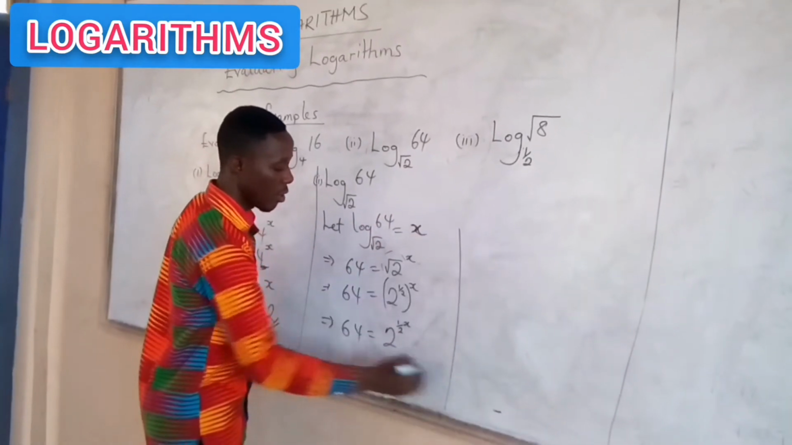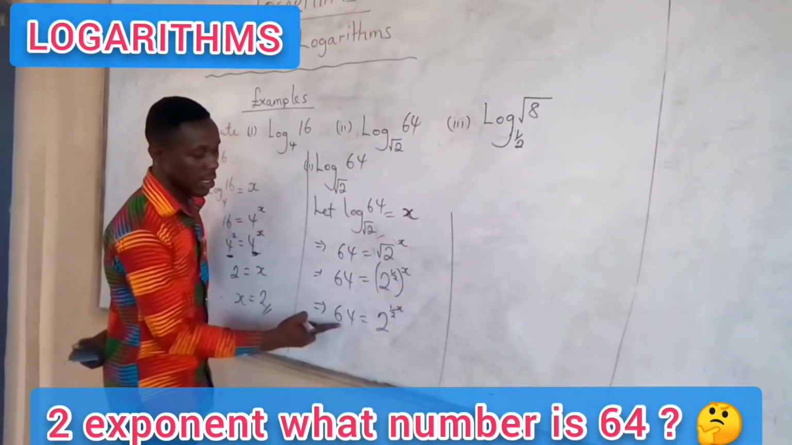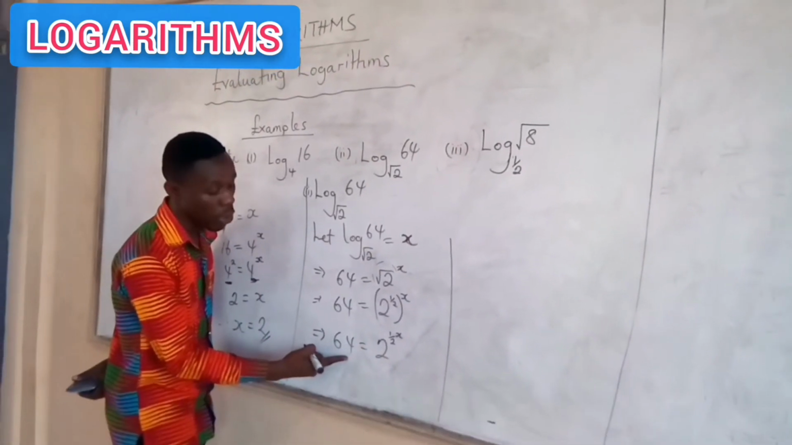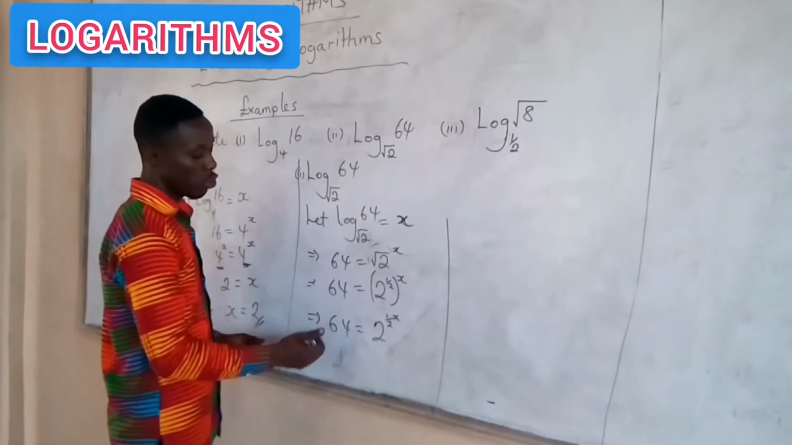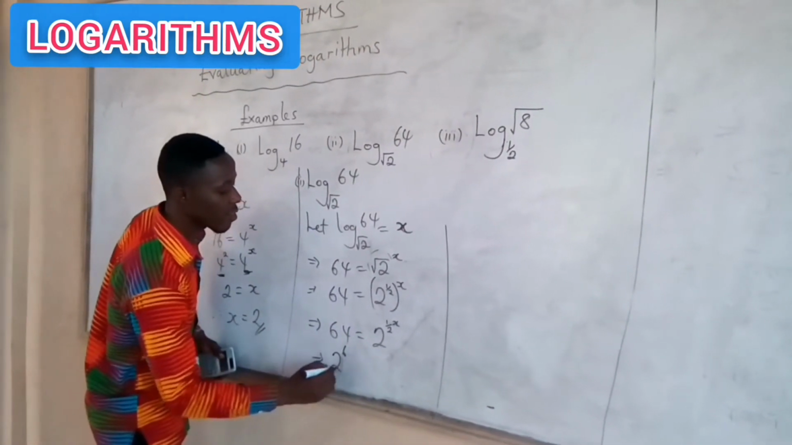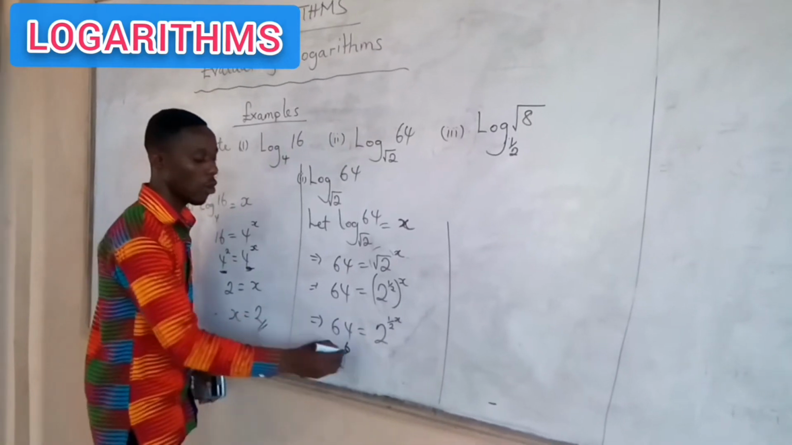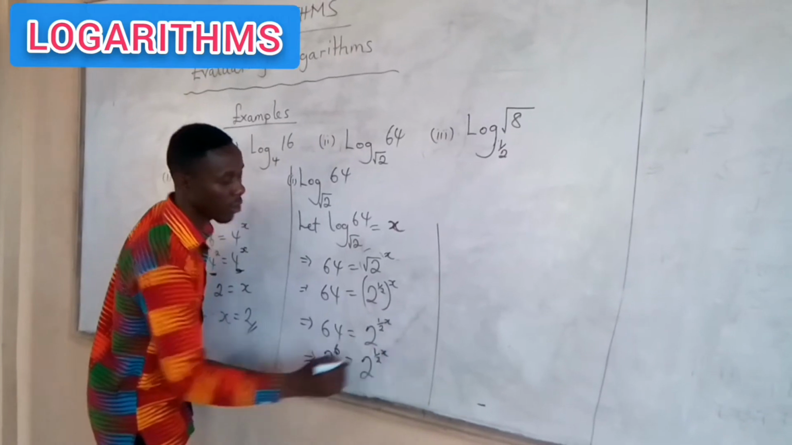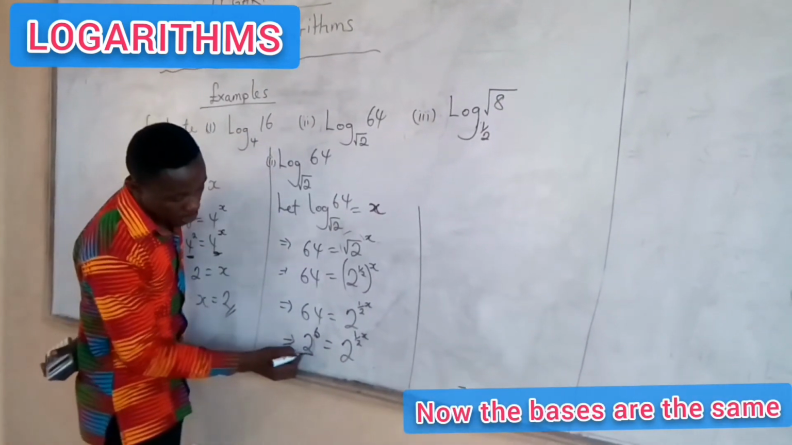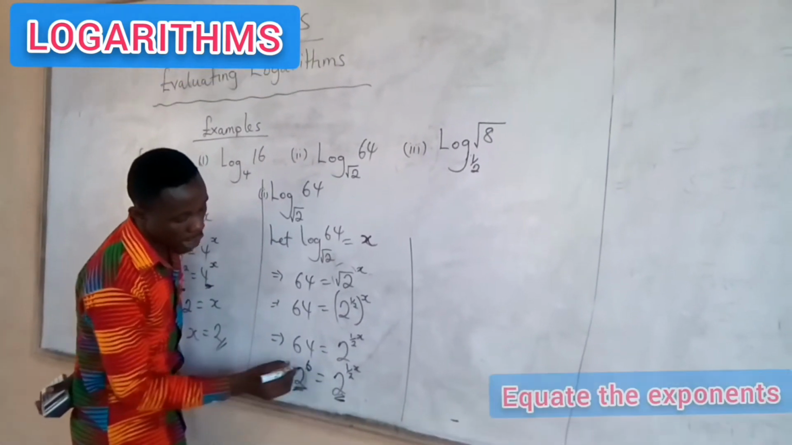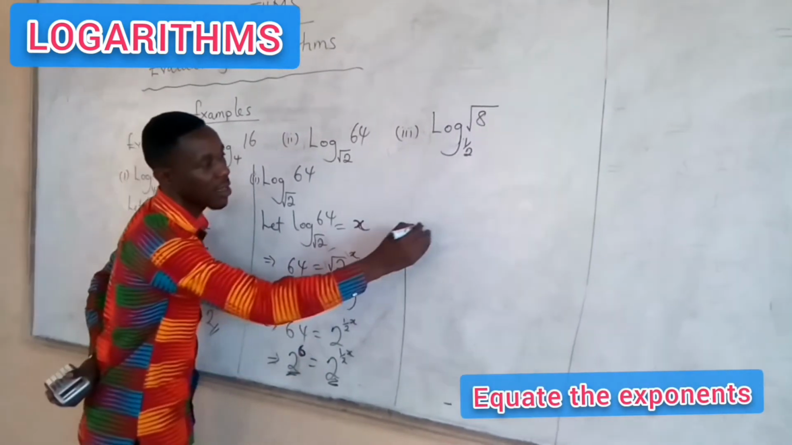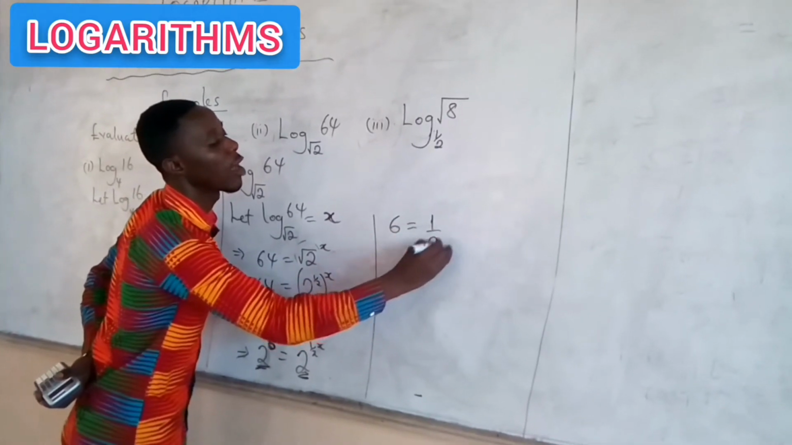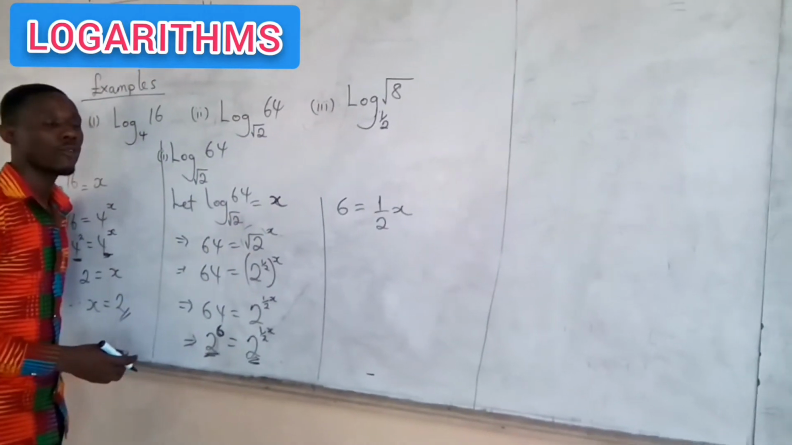Making sure that the bases are the same: 2 exponent what number will give me 64? We have 2 exponent 6 will give me 64, then equal to 2 exponent half x. Now, the bases are the same, 2 and 2. Therefore, I can equate 6 equal to half x.